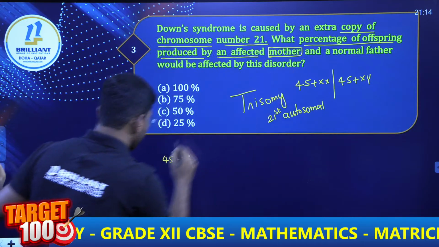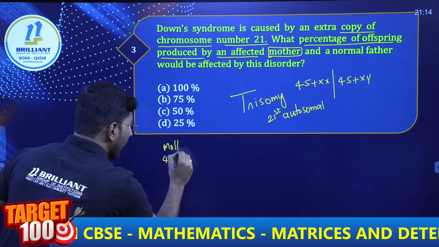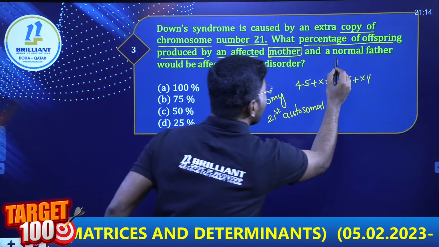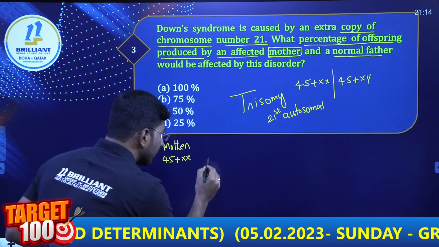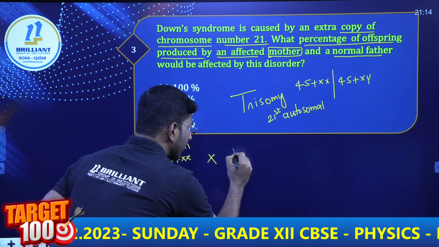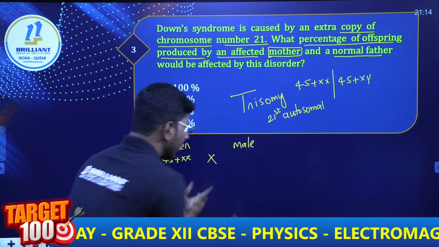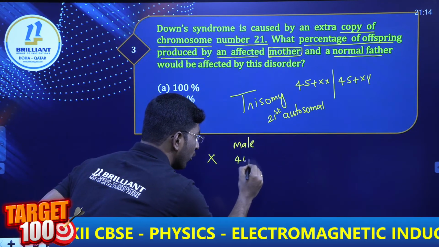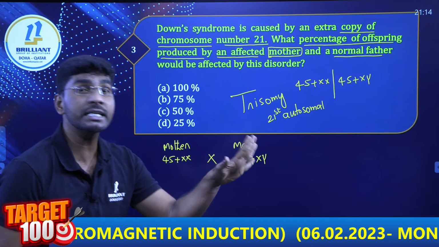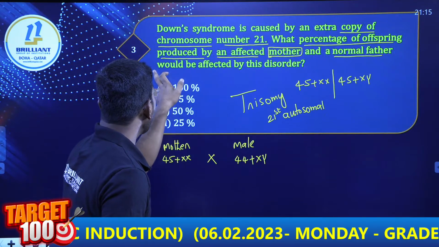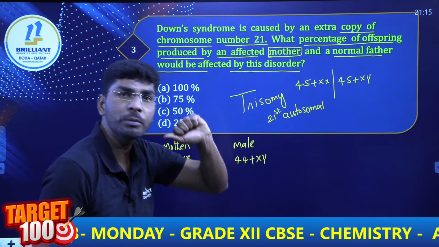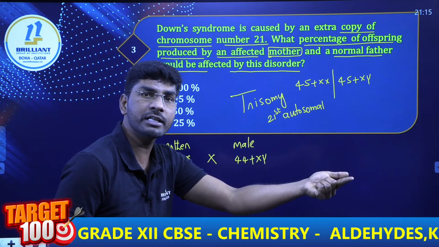Here it is given: mother. What is the karyotype of this mother? 45 plus XX. And a normal father. Normal father means this woman is crossing with a normal male. Normal male is 44 plus XY. Can you tell me what percentage? What are they asking here? What percentage would be affected by this disorder in the next generation?